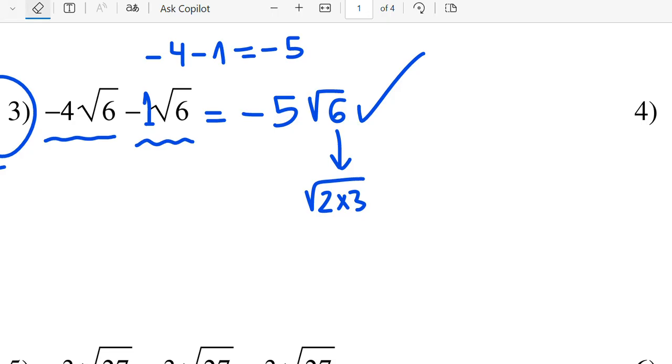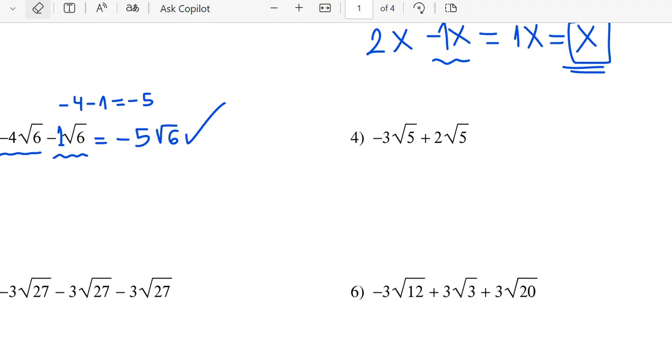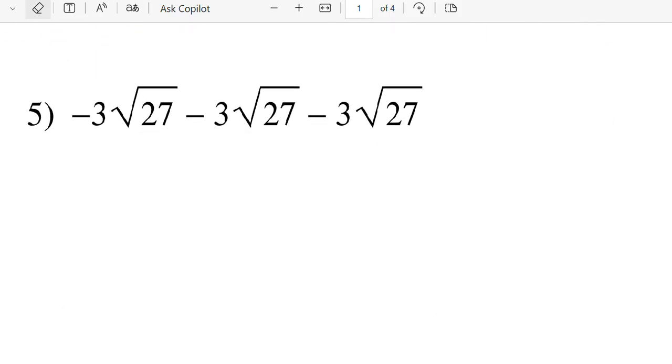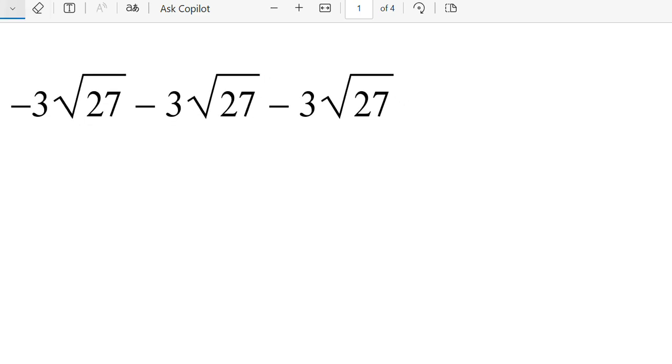No. Then we don't do that because it doesn't help. All right. Let us try this one, for example. Okay. We collect like terms, right? Now, what are the like terms over here? Radical 27, radical 27, radical 27.